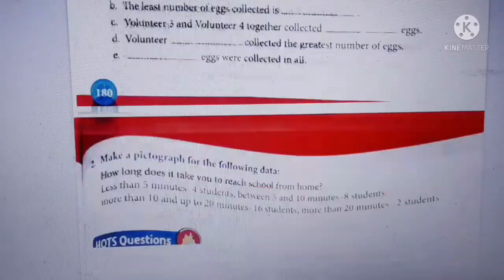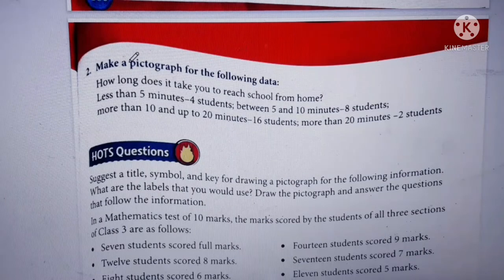Then next, make a pictograph for the following data. So children, you know how to make the pictograph, as we have already learned in our second period. How long does it take you to reach school from home? So you can see time is given there and students is given there. So you have to make the table where you have to represent the number of students. You have to choose your own key and you can take any symbol.